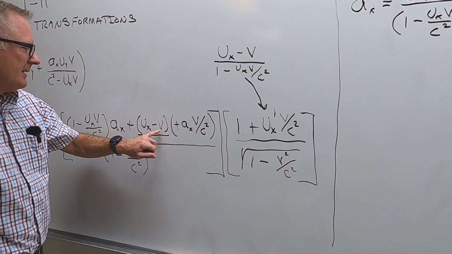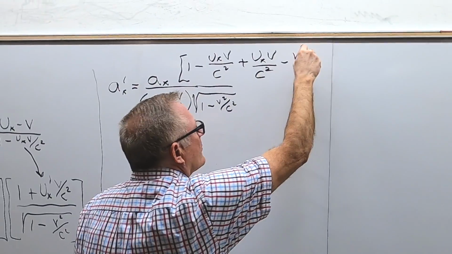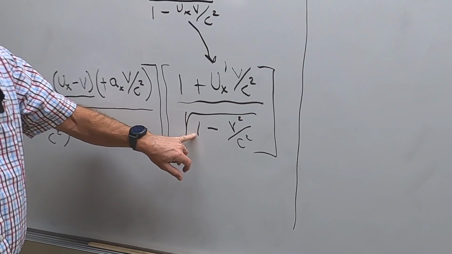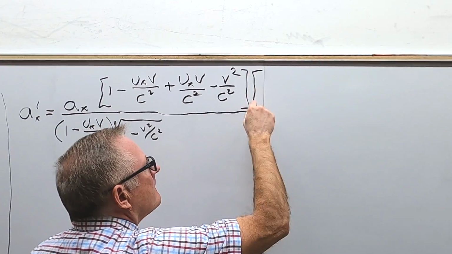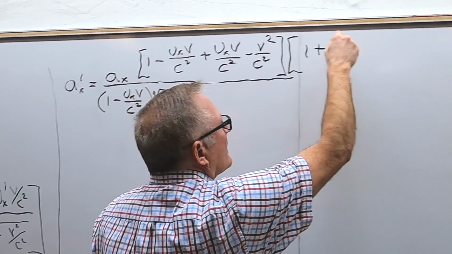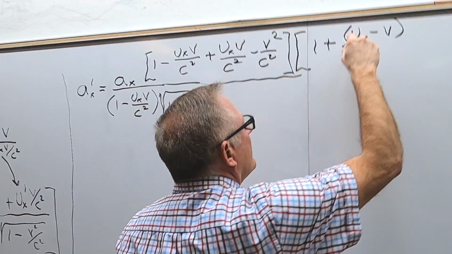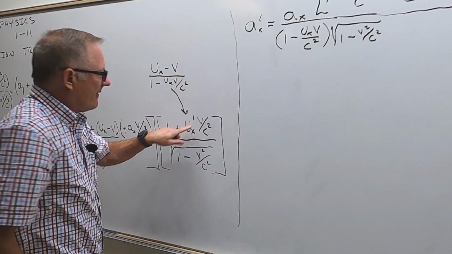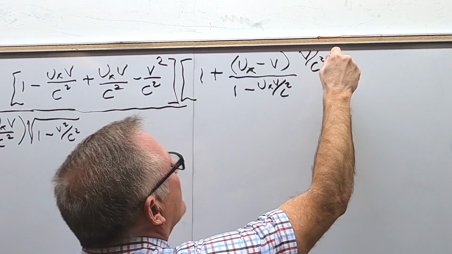And then the last term is this times this. We already pulled out the ax, so it's minus v squared over c squared. And then we still have this term. We pulled that out. So we still have this term with that plugged in. So we have 1 plus all of this, ux minus v, all over 1 minus uxv over c squared. And then we still have this v over c squared times v over c squared.